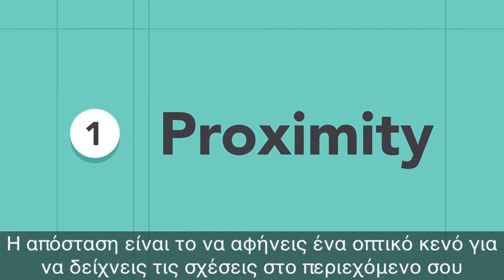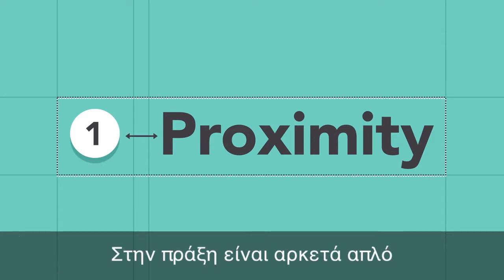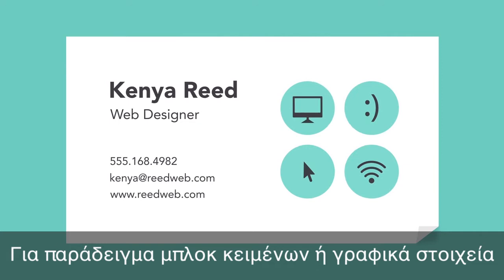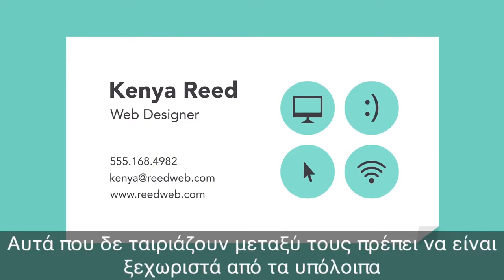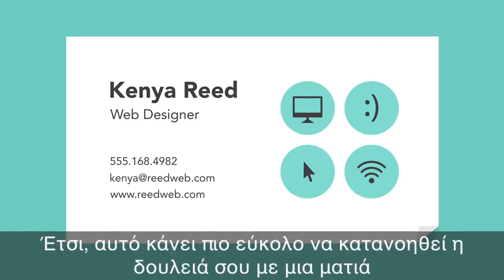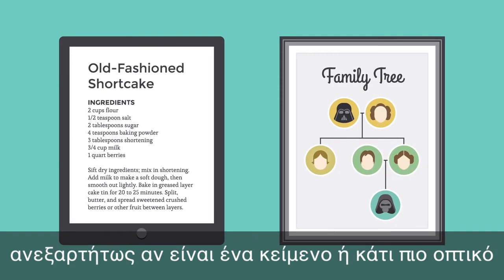Proximity is all about using visual space to show relationships in your content. In practice, it's pretty simple. All you have to do is make sure related items are grouped together, for example, blocks of text or elements in a graphic. Groups that are not related to each other should be separated to visually emphasize their lack of a relationship. All in all, this makes your work easier to understand at a glance, whether it's purely text or something more visual.